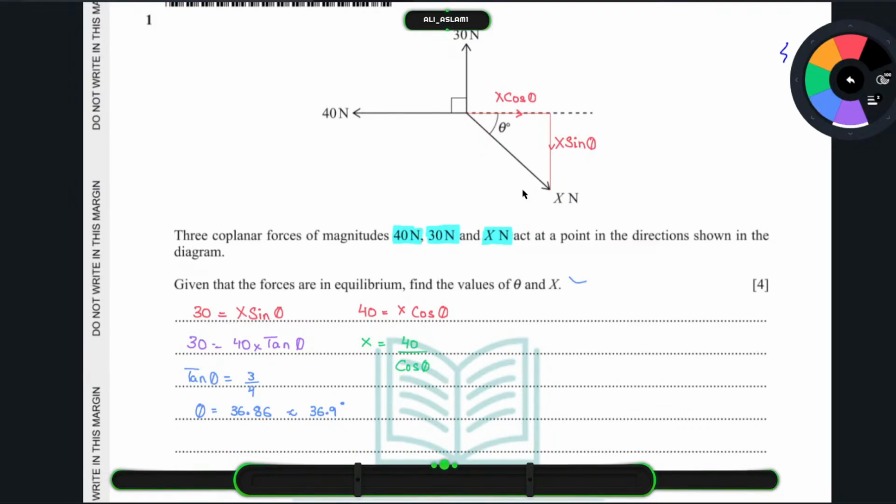And if we need to find x, we can just use the same value of theta, and x would become 40 over cos of the answer, that is 50. This is exactly 50 Newtons.